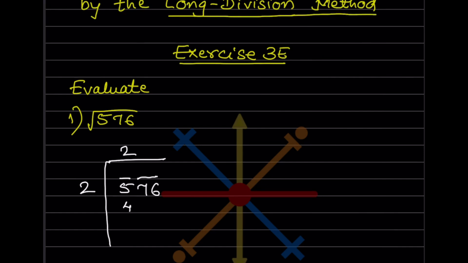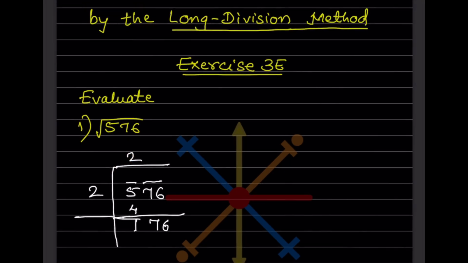Now this is 1. Whenever we take the other numbers, whatever the pair is, we are going to take both the numbers together. So here you are going to write 76. Since you have multiplied this by 2, you have to add 2 plus 2. 2 plus 2 is 4. So here you are going to write 4.